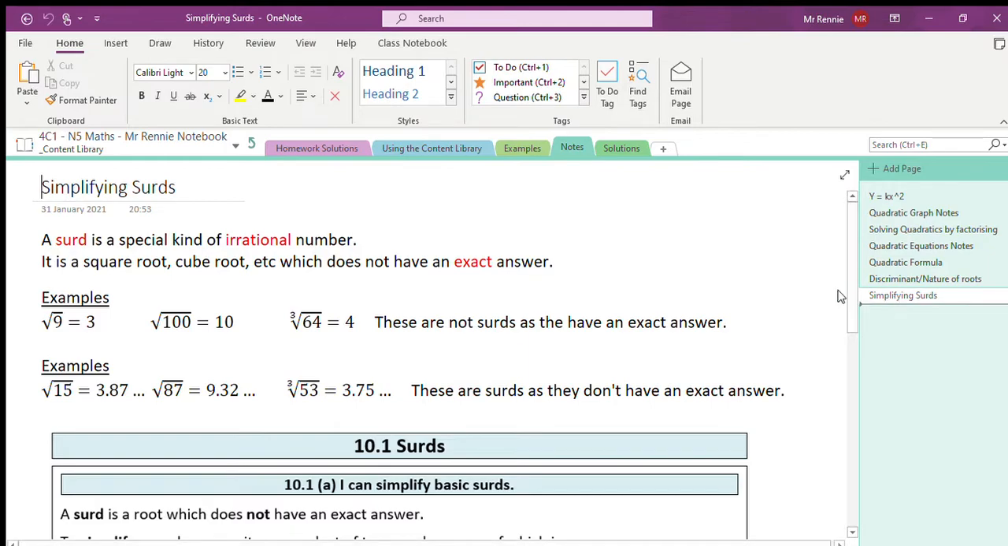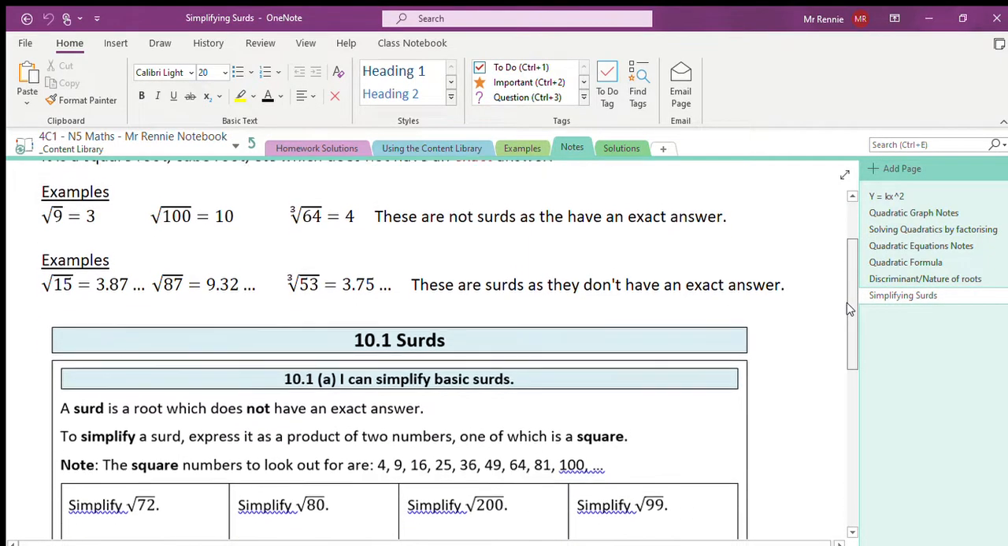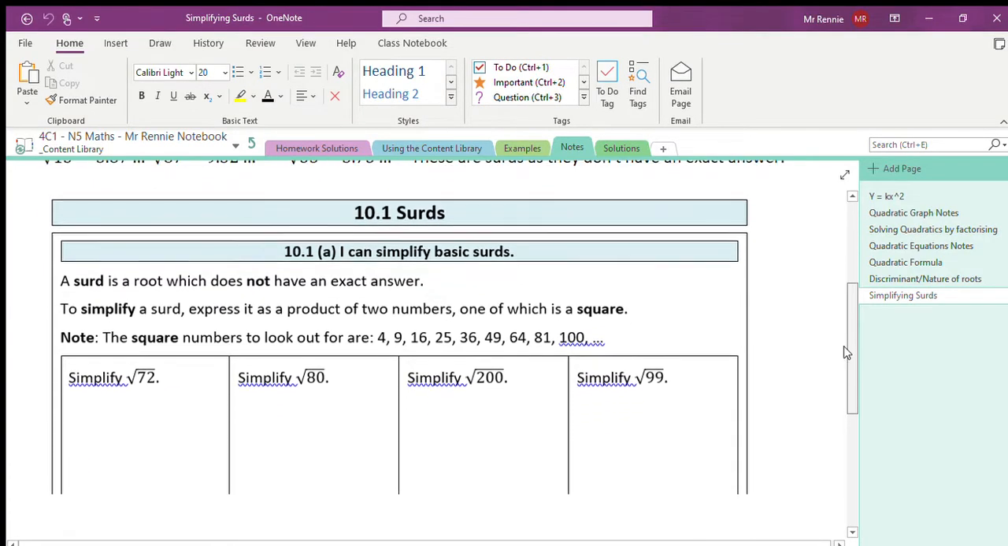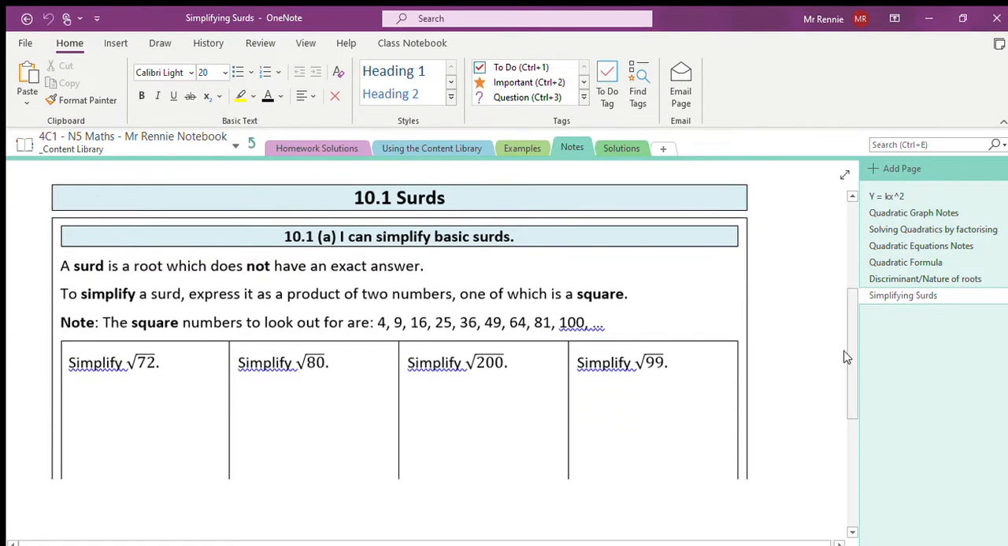If you look below, we're going to look at answering these 4 questions in our notes. So it's 10.1 section A. We discussed that a surd is a root which does not have an exact answer. In order to simplify a surd, we need to write it as a product of 2 numbers. However, one of the numbers needs to be a squared number.